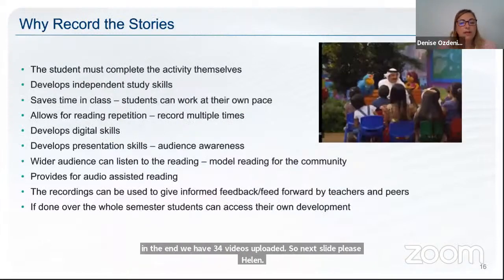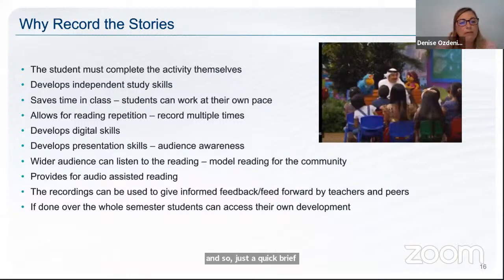And so just a quick brief note on why record the stories. If you tell a story orally and don't record it, it's transient and it's gone, and the students can't reflect. Well, they can reflect on their memory of the experience, but they can't look at it in detail. And also, we sometimes have an issue with students working on their own or doing their work. And so this recording is a great way of students completing the activity themselves and having a finished product.